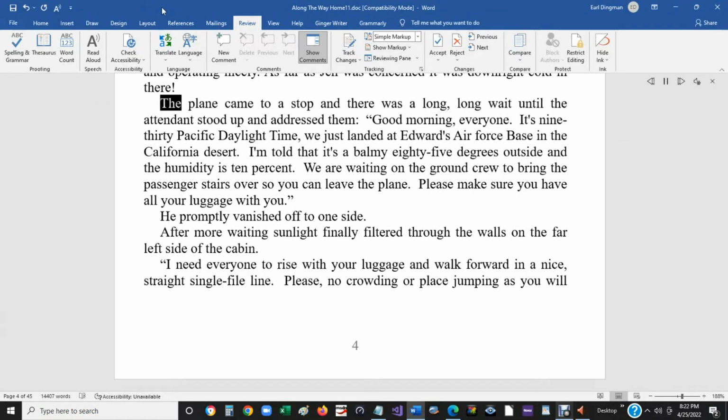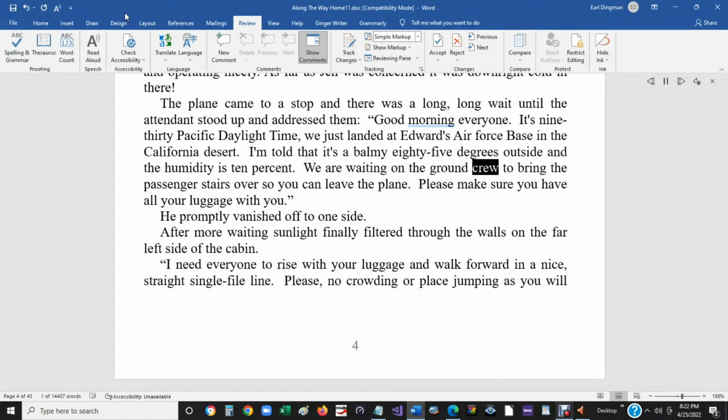And address them. The plane came to a stop and there was a long wait until the attendant stood up and addressed them. Good morning, everyone. It's 9:30 Pacific Daylight Time. We just landed at, I might get rid of that comma. I found the pregnant pause there annoying, even though it's grammatically correct. The plane came to a stop and there was a long wait until the attendant stood up and addressed them. Good morning, everyone. It's 9:30 Pacific Daylight Time. We just landed at Edwards Air Force Base in the California desert. I'm told that it's a balmy 85 degrees outside and the humidity is 10%.